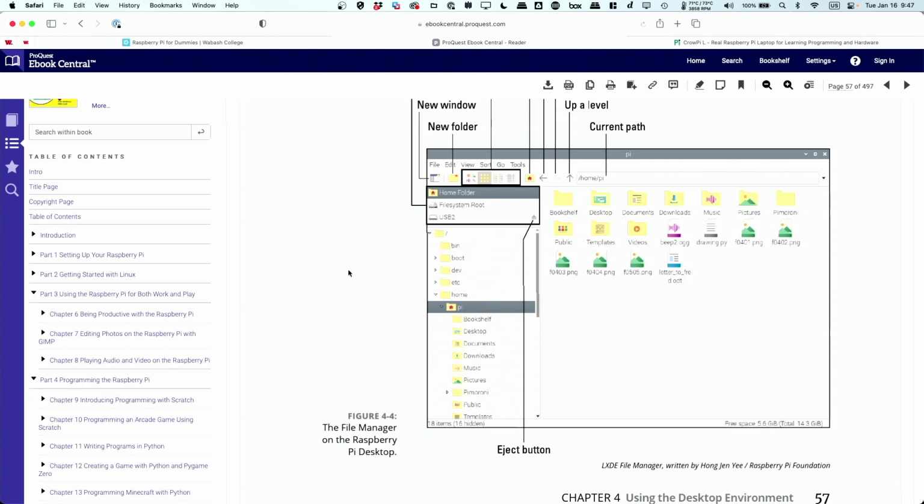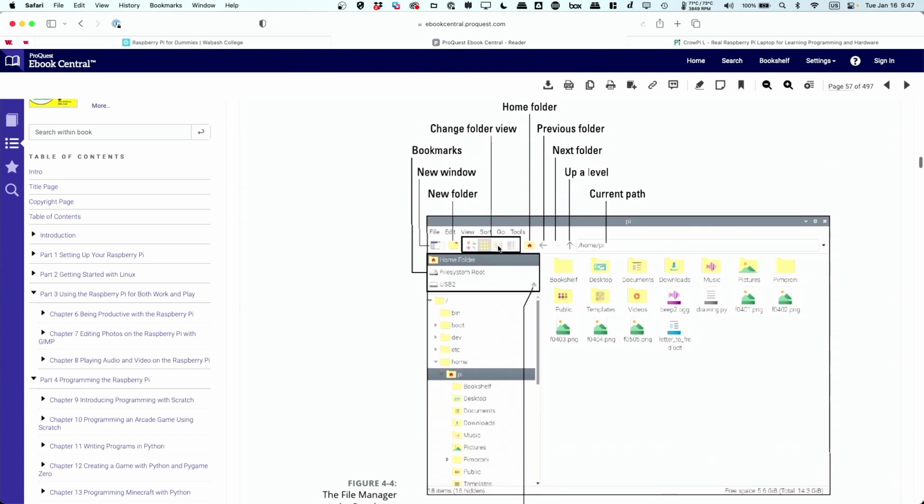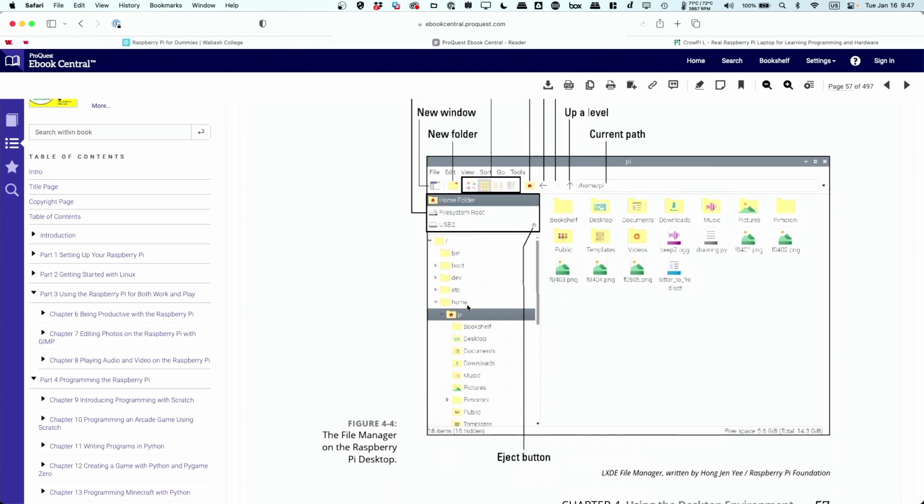The file browser basically looks like this. You've got icons, and you can switch views, so do you want icons or a list view? Same thing in any other operating system. And then over on the left, you see your directory structure. Now this is going to be a little different for those of you coming from Windows, but more similar for those of you who use a Mac.